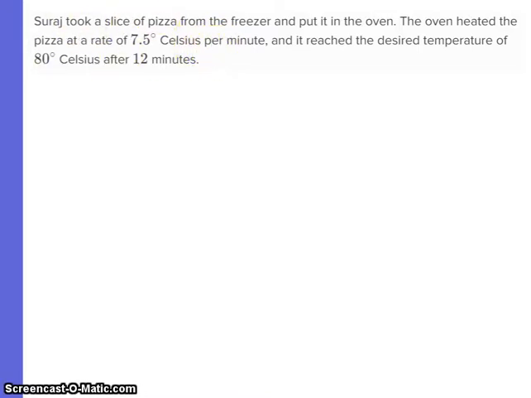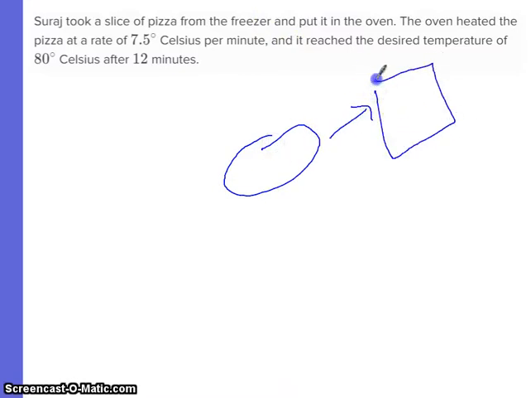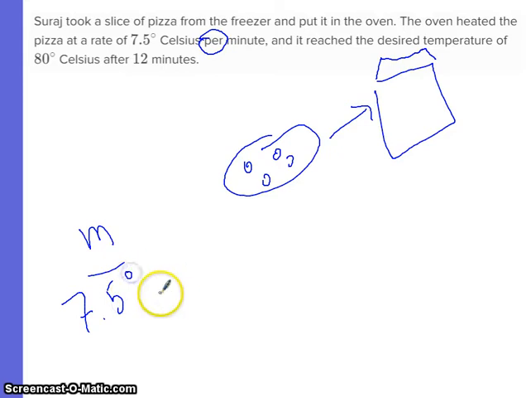Siraj took a slice of pizza from the freezer and he put it in the oven. Okay, so Siraj has put his pizza into the oven. The oven heated the pizza at a rate of 7.5 degrees Celsius per minute. So this pizza goes into the oven, and the rate says how hot it gets: it starts off frozen, then it gets hotter at a rate of 7.5 degrees per minute. So every minute this thing gets 7.5 degrees hotter.